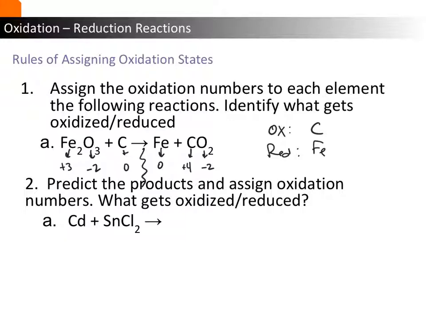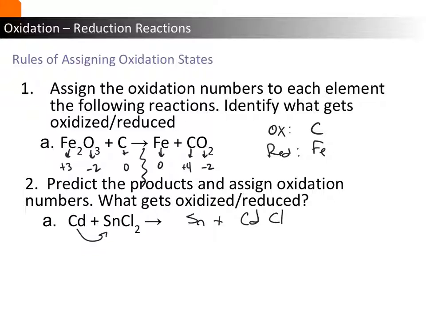Now let's take a look at the second example. It says predict the products, then assign oxidation numbers, and then tell me what gets oxidized and what gets reduced. So I take a look and I see a single metal and a metal ion, and this looks like a single displacement reaction. And we'll talk about predicting products here in the next video lesson. But cadmium comes in and kicks out tin, so tin is by itself, and now cadmium is with chlorine.